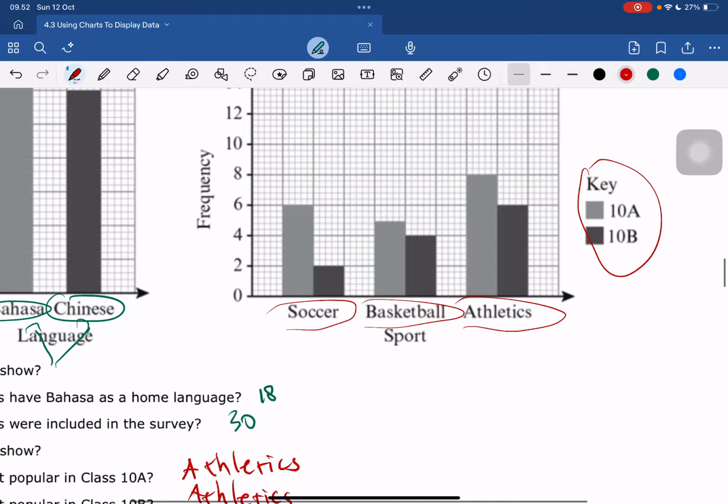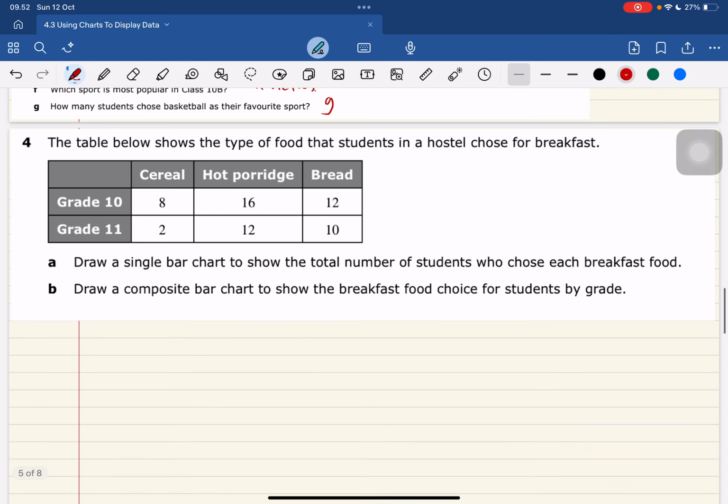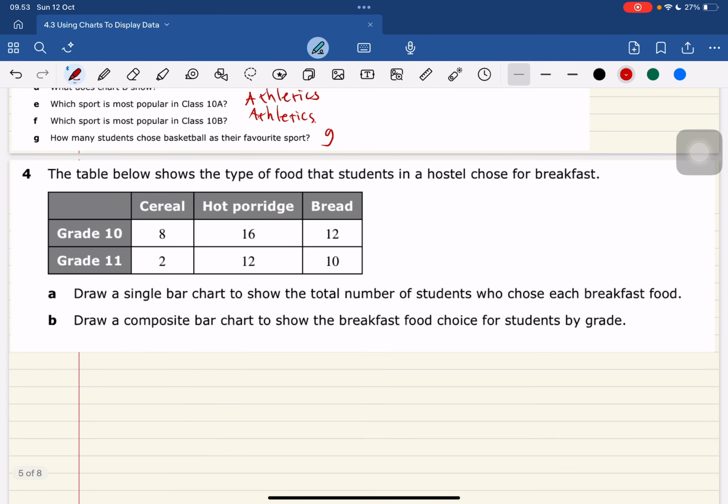Next, G. How many students choose basketball as their favorite sport? Where's basketball? Okay, we go. This is 5 and 4, total of 9 students. Next, number 4. The table below shows the type of food that students choose for breakfast. So grade 10, cereal. Okay.